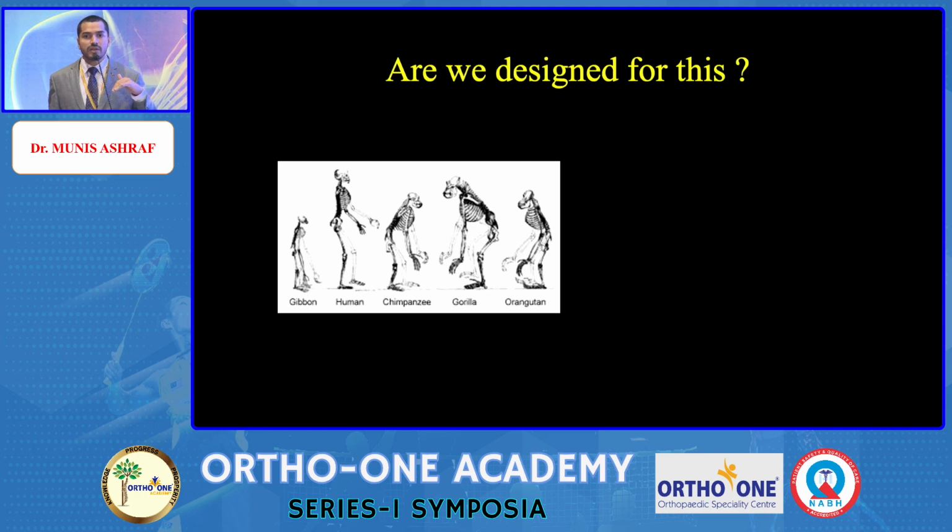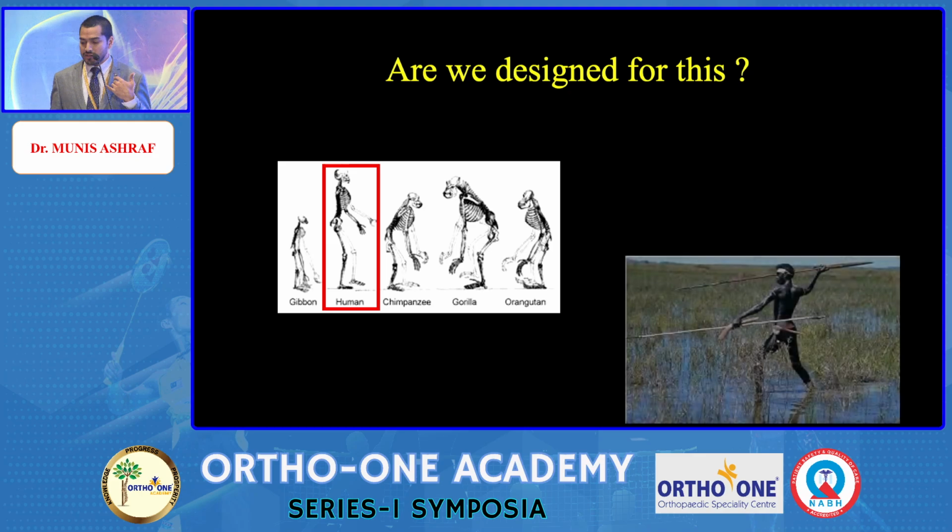If you see similar species like apes and chimpanzees, they do not do overhead activity. But we have done it in the past, and that was, any guesses? Long ago, how did we do hunting? So we used to hunt for food. Normally we used to throw a spear, a movement like a javelin. So we are actually designed for this, but within a particular limit, not beyond that limit. Beyond that limit something happened. So that is what we are going to look into.